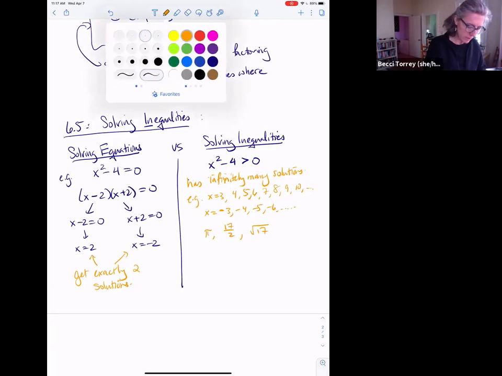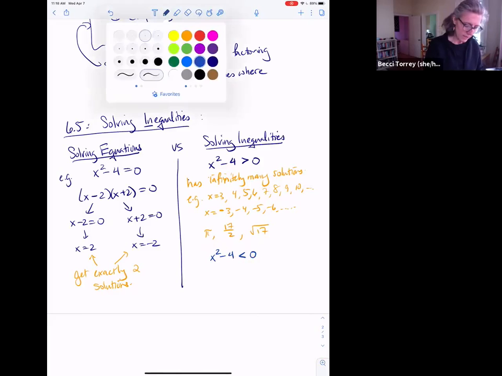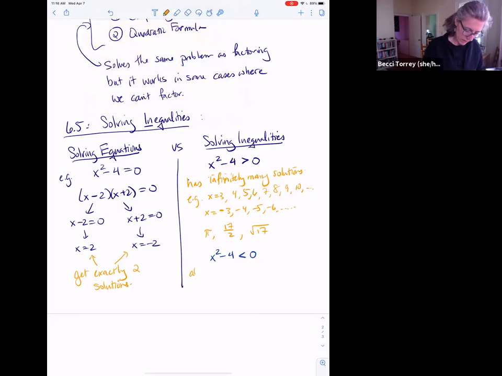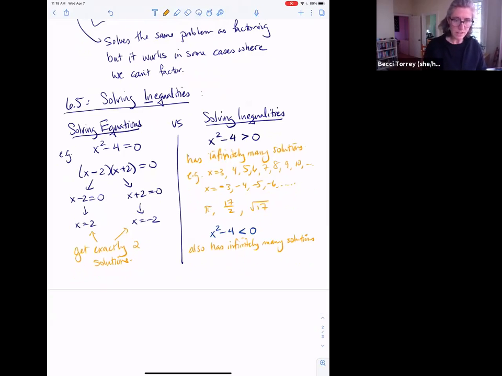If we look at another example, x squared minus 4 less than 0. So now I want any x value that I plug in that makes the left side negative. This also has infinitely many solutions, infinitely many x values that I can plug in that when I square it and subtract 4, I'm going to get something negative.